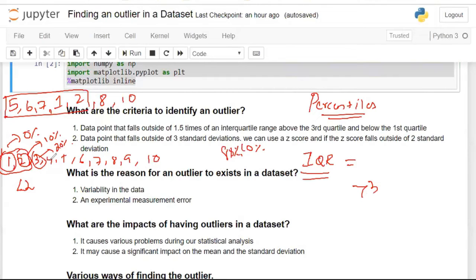Similarly, 4 will be my 30th percentile. That indicates that 30% of the numbers in this distribution are less than 4, and 70% are greater than or equal to 4. That is how it is indicated.